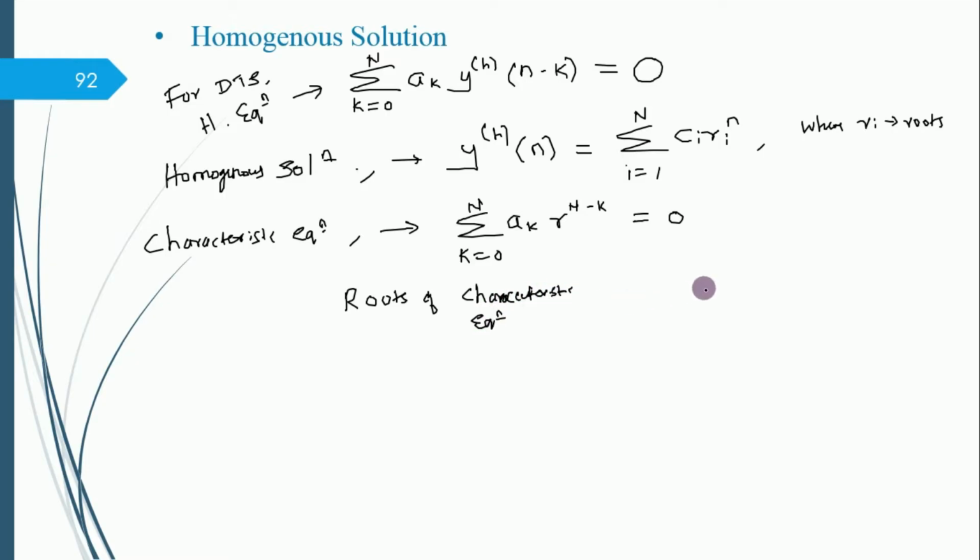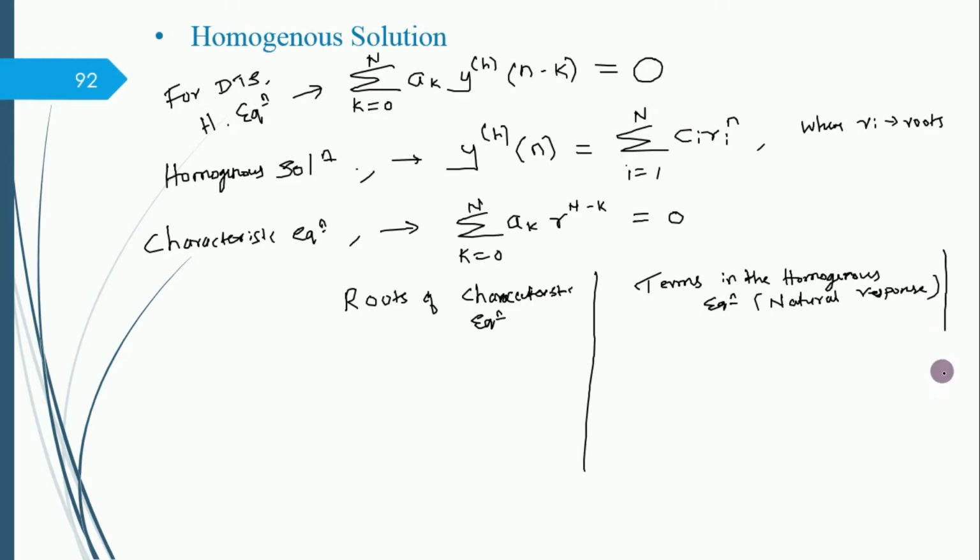The second column represents terms in the homogeneous equation. You know, there is one more name for homogeneous equation, that is natural response. So we will talk about it later. Natural response.